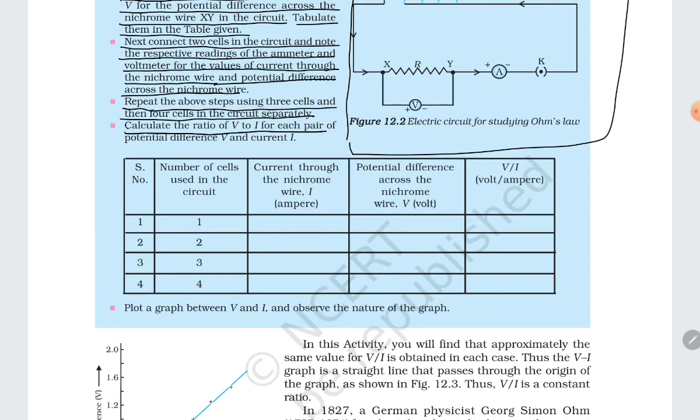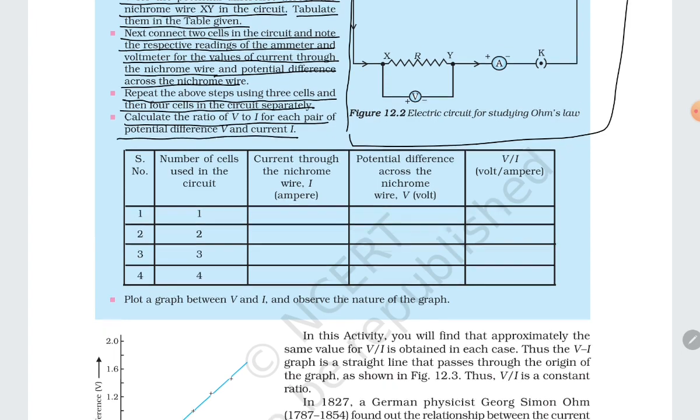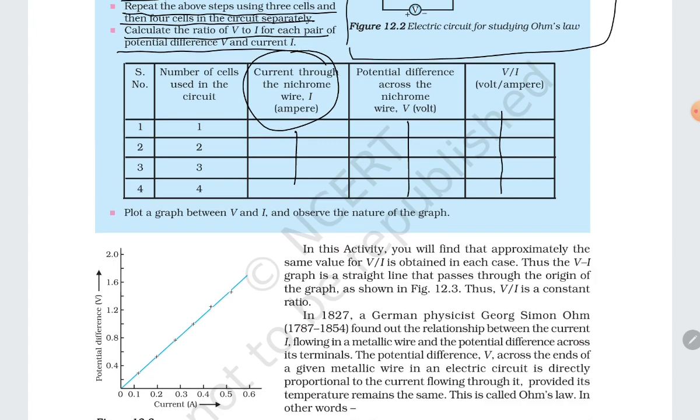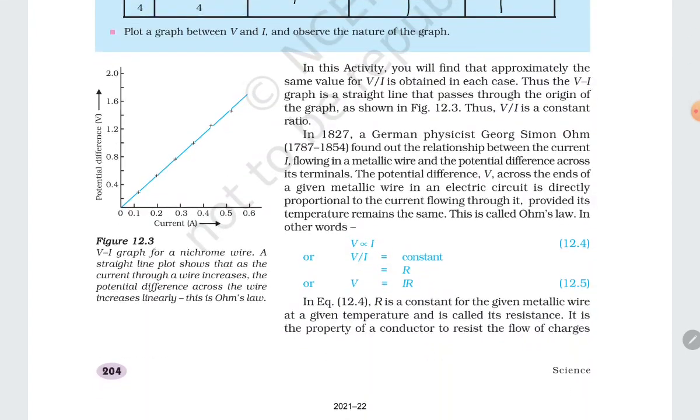Calculate the ratio of the potential difference V to I for each pair of readings. So you will get some current through the nichrome wire and the potential difference, and that is V by I in volt per ampere, and this you will get. So let us try to understand.